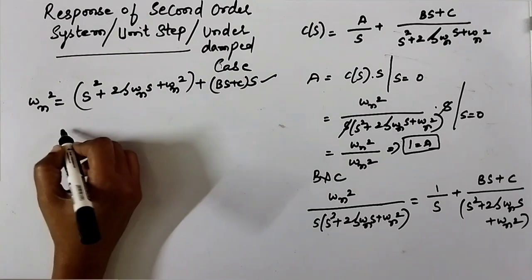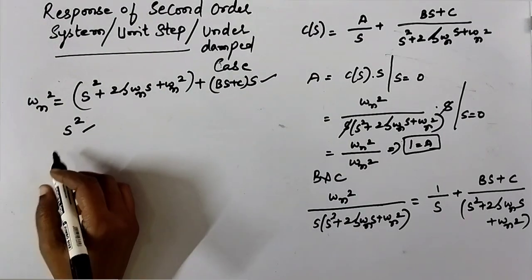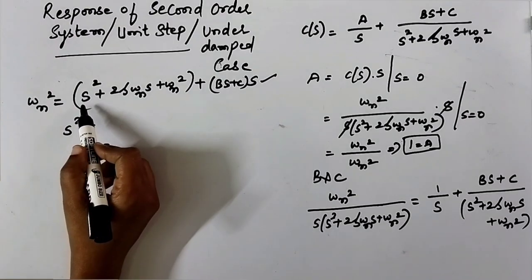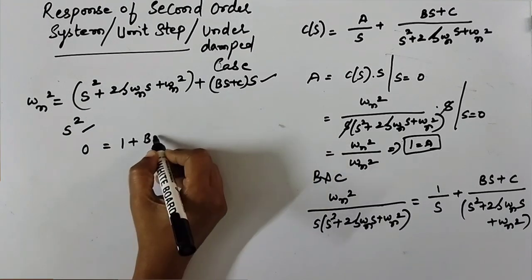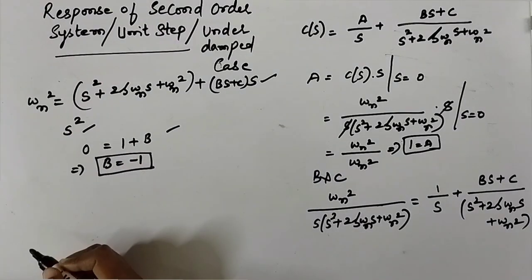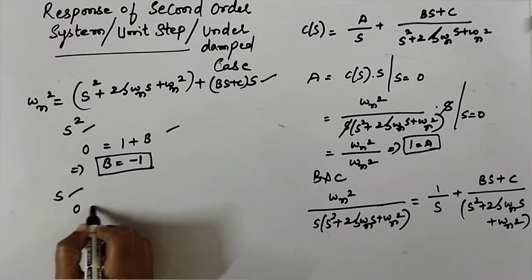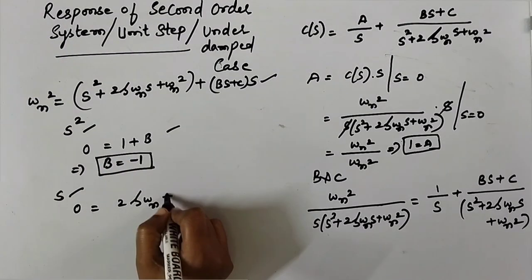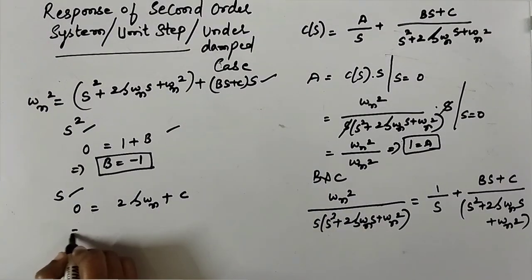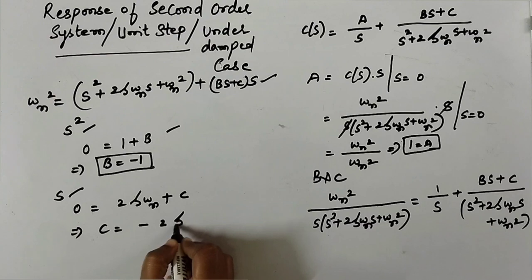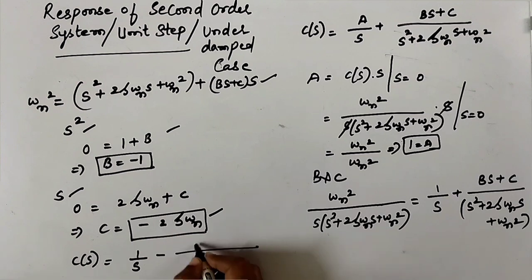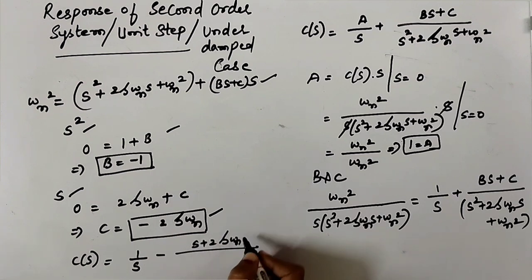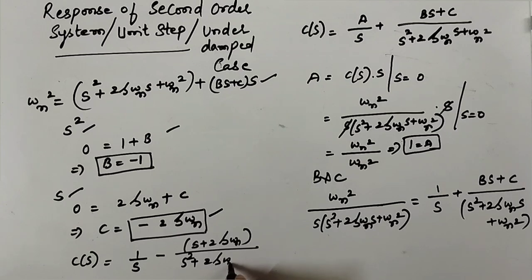To start with, we'll equate the coefficient of s square. We get 0 equal to 1 plus, there is one more term here, B into s square. So B equal to minus 1. Now equating the coefficients of s to the power 1, 0 equal to 2 zeta omega n plus C. From this you get C equal to minus 2 zeta omega n. So C of s equal to 1 by s minus (s plus 2 zeta omega n) by s square plus 2 zeta omega n s plus omega n square.